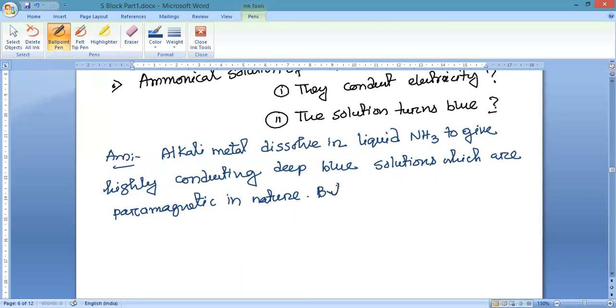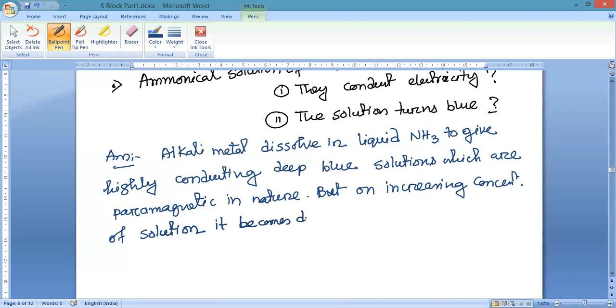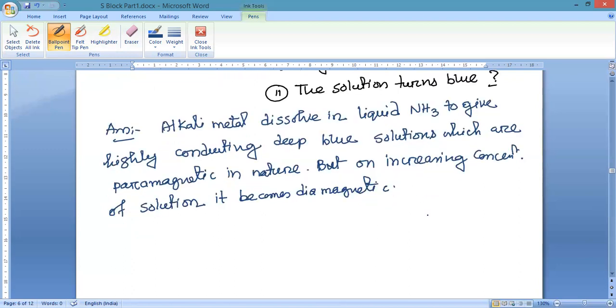But on increasing concentration of solution, it becomes diamagnetic. So the first question is why the solution converts blue color and why it conducts electricity. Okay, so दो question है यहाँ पर.